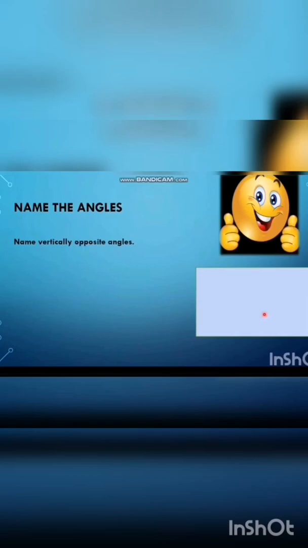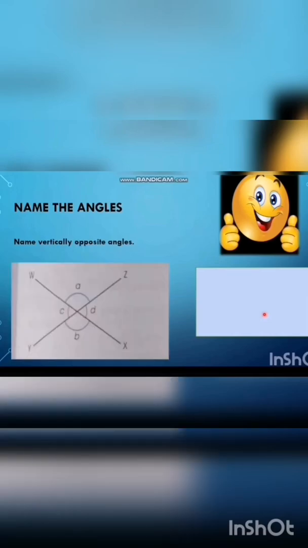Now we are going to write down the names of the angles. We have two straight lines WX and YZ. We have two pairs of angles. One pair is A equal to B and the other pair is C equal to D. These pairs are equal because these are vertically opposite angles. Now let's explain from our textbook.